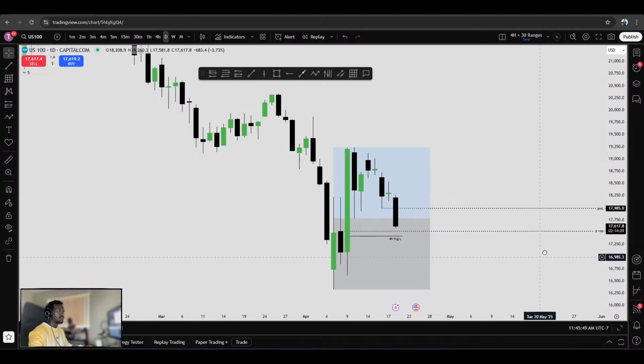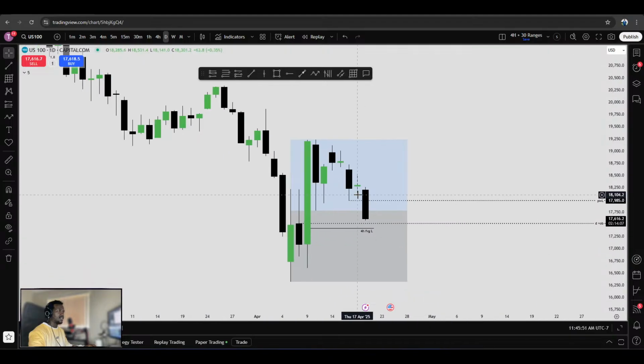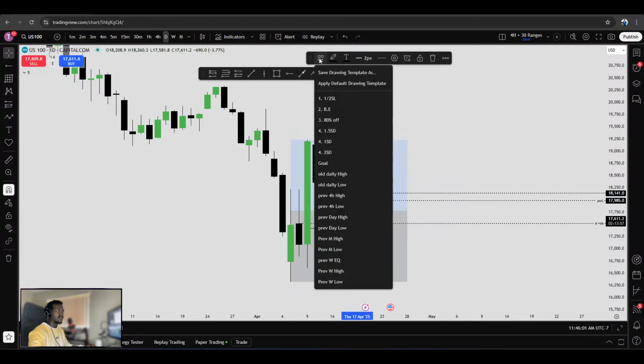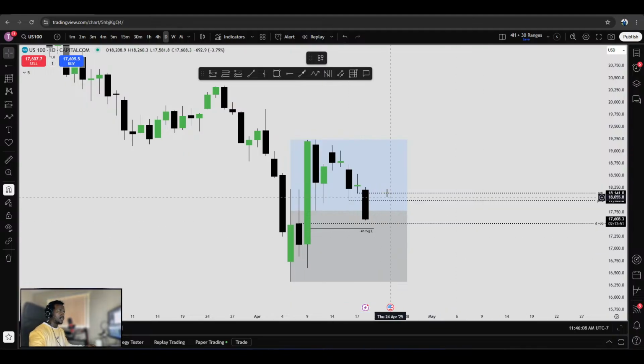No. So this is a previous day low right here, and I'm going to just mark it, and I don't need to mark the previous day high. It's too far for the time that we have. So who knows, could still get up there. Previous day low right there.